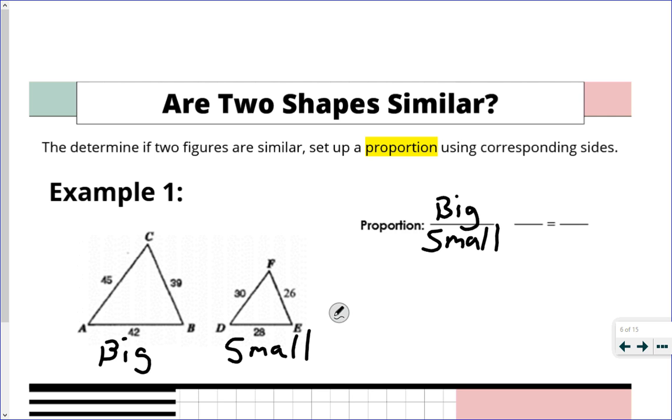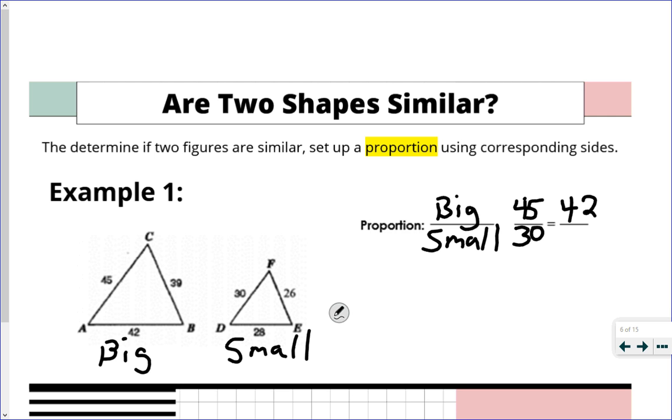For the big triangle, I'm going to pick AC first. And so that one will be 45. And then I will pick AB next, and I'll say that's 42. For my small triangle, I have to pick the same side. So what side corresponds to AC for the small triangle? Yeah, DF, that's right. So DF measures 30.